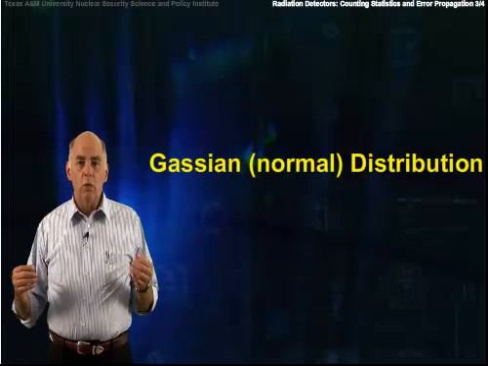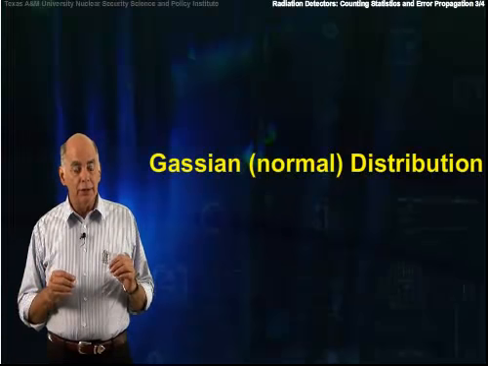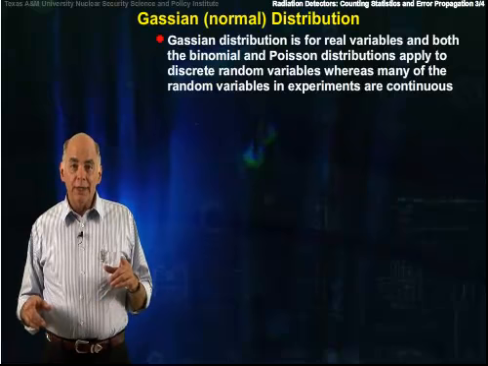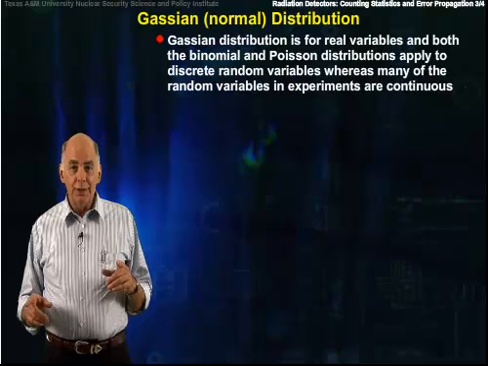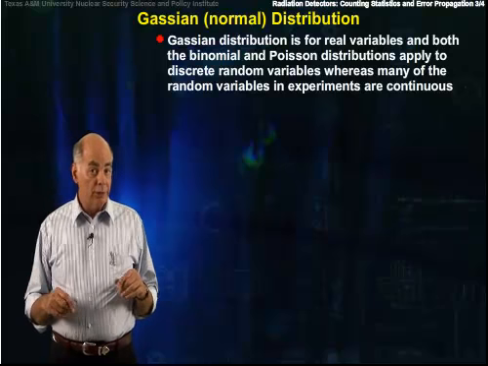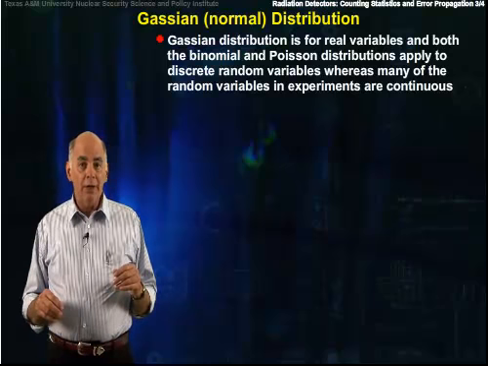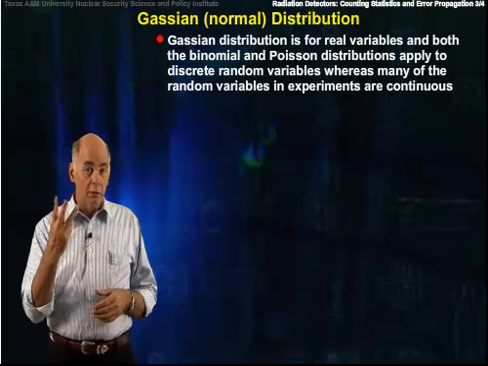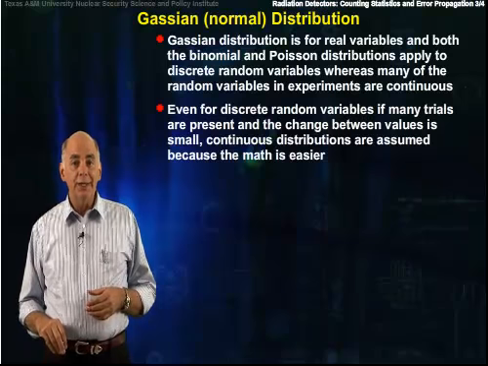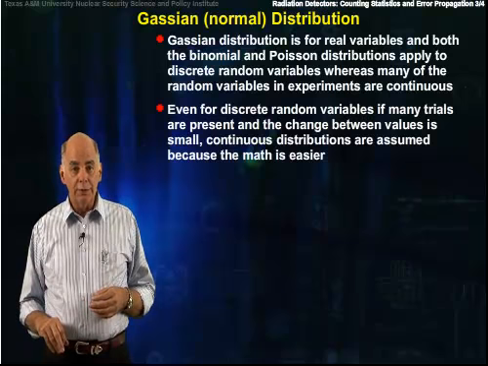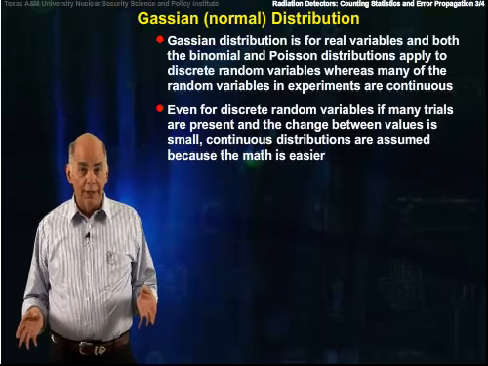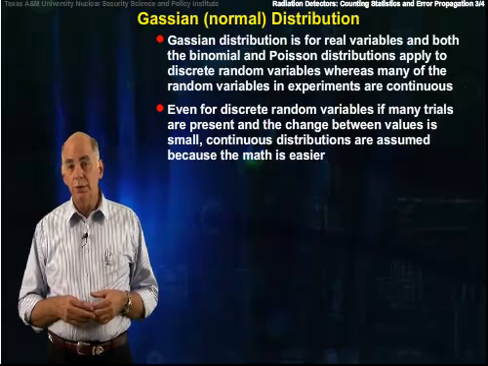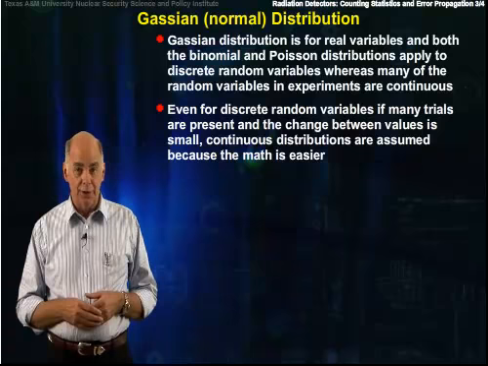Okay, but what exactly is a Gaussian or a normal distribution? I showed you a graph. The first thing that's different is the Gaussian distribution is for real variables, as I said, and both binomial and Poisson distributions apply to discrete variables. As we shall see, even for discrete variables, if many trials are present and the change between the values is small, continuous distributions are assumed because the math is easier.